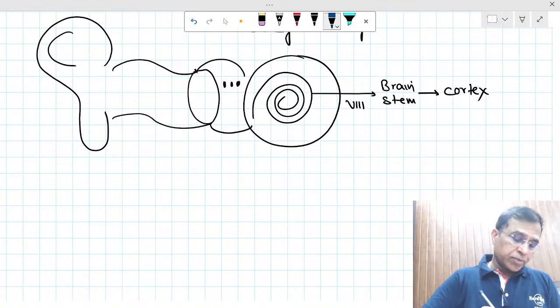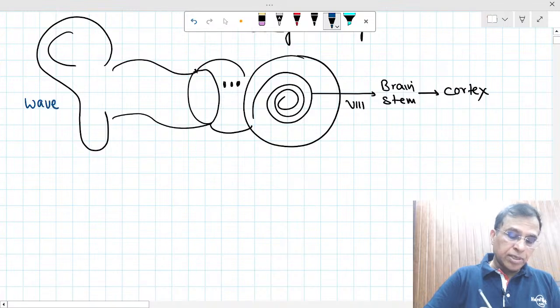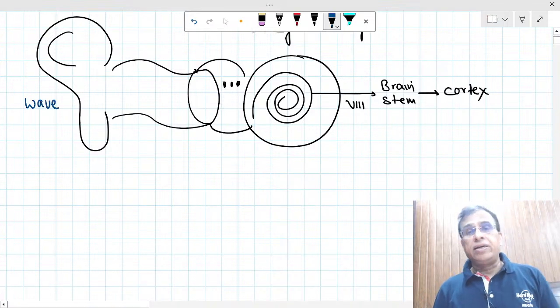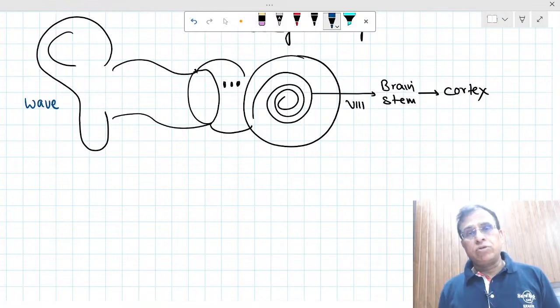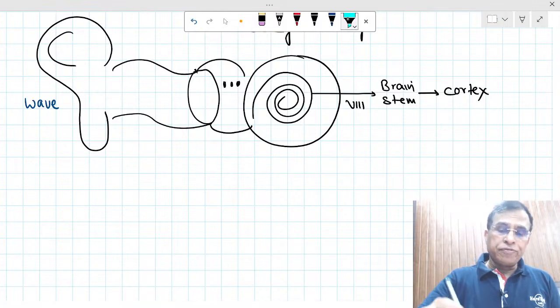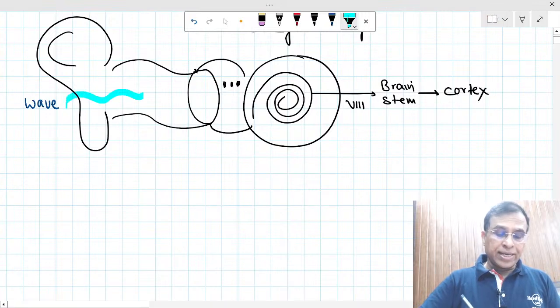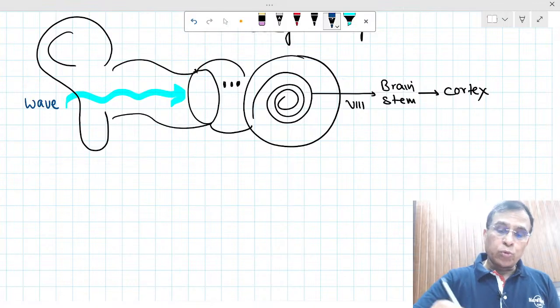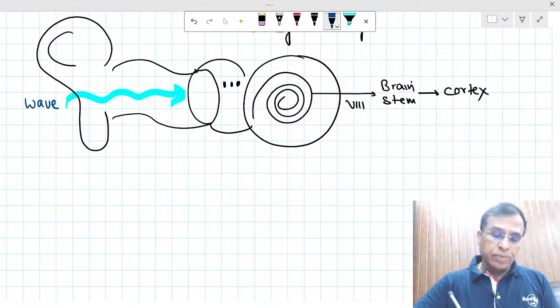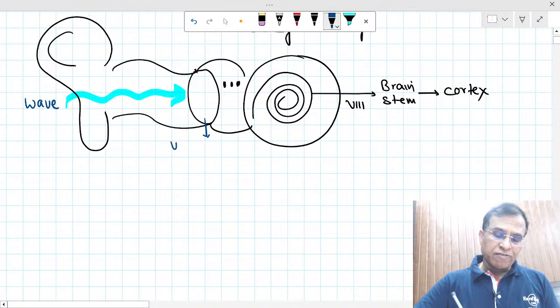This energy is wave, and wave is a type of mechanical energy. So basically any source that produces sound, waves are coming out, sound waves, and this wave has to travel through the pinna and the canal, and they hit the membrane. And we all know when the wave hits the membrane, what happens to the membrane?